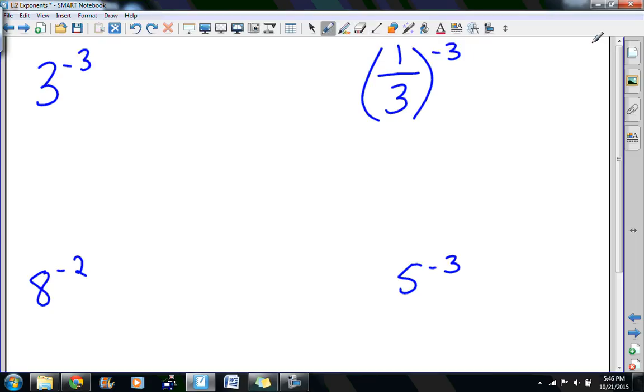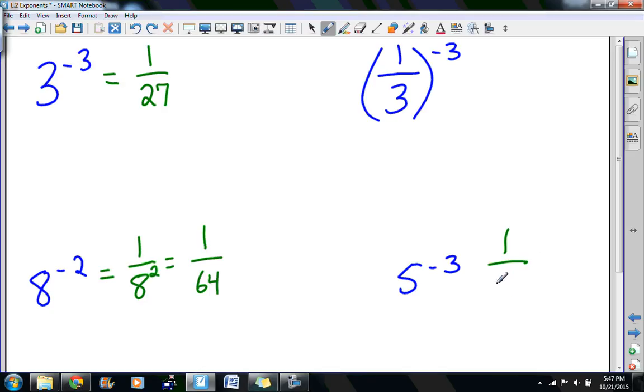For this one here, we've already done it. Hopefully you were watching. It becomes 1 over 27. This one down here, 1 over 8 squared, 1 over 64. Bottom right, 1 over 5 cubed, 1 over 125.